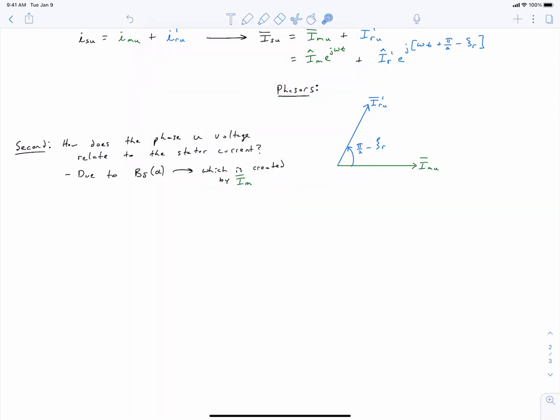And so we start with the observation that the phase U voltage is due to B delta. And B delta, of course, as we've just established, is due to our magnetizing current component. And so we're going to start by constructing an expression for our phase U voltage related to B delta of alpha. And we're going to draw from our star of slots and winding factor lectures in order to do this.